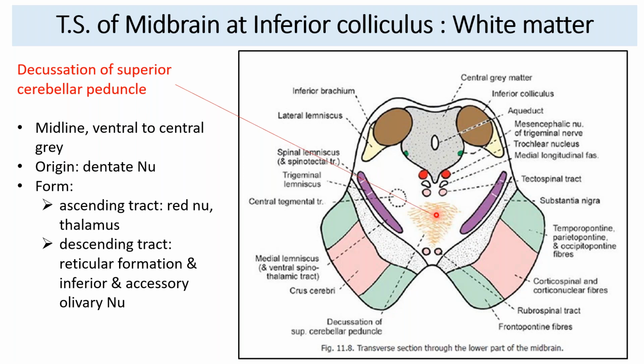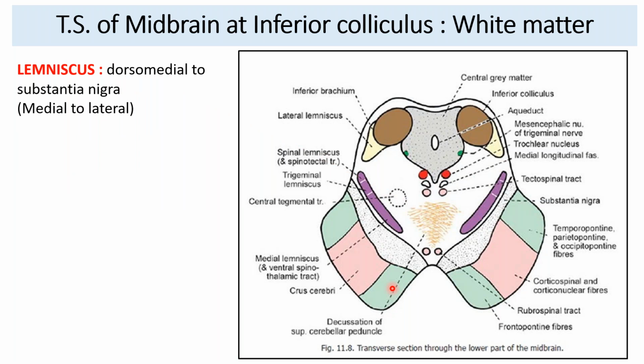And at the level of the midbrain, we will see the superior cerebellar peduncle decussation, and this is midline and ventral to the central gray. The origin is from the dentate nucleus of the cerebellum, and it will form the ascending tracts to the red nucleus and to the thalamus, and the descending tract to the reticular formation and the inferior and accessory olivary nucleus.